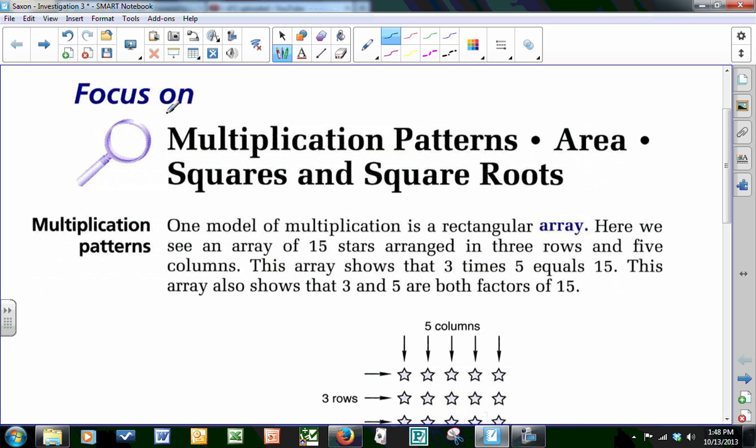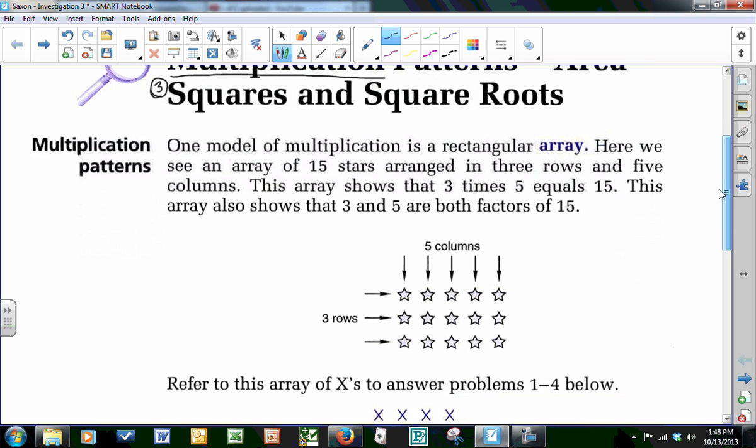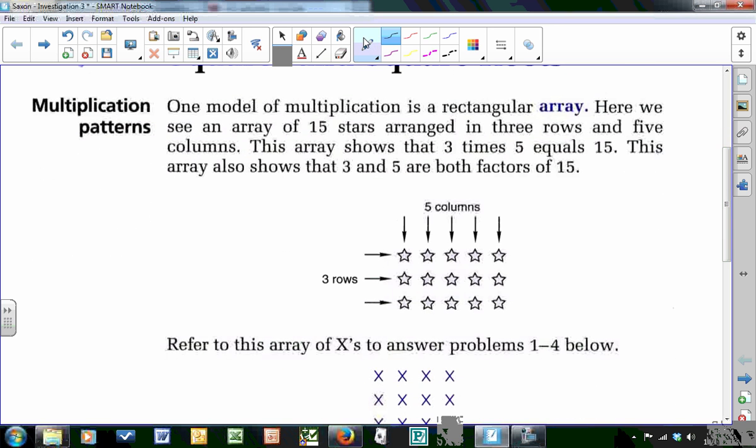The first one is multiplication patterns, which we're going to focus on in this video. Then the second day, we will focus on area, which is another form of a multiplication pattern, and then squares and square roots. All 3 of these concepts have to do with multiplication. So you're going to hear that word over and over again, and that should already be a power pick on our wall. So let's get started.